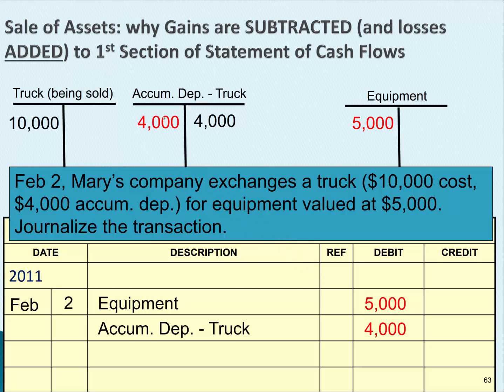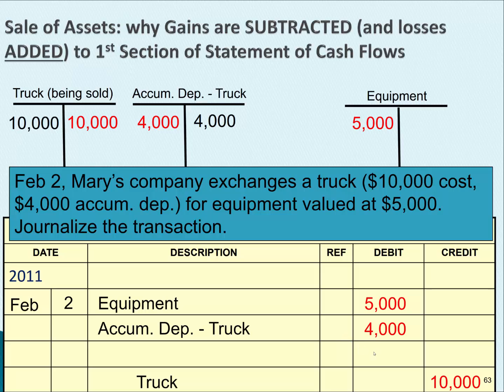And now we need to get rid of the truck account. So how do I get rid of the truck account that has a $10,000 debit balance? Well, you need to credit it, so it has a balance of zero. And now I'm going to put that in the journal. And I skipped a line so we can show our gain or loss. So let's just look at this number-wise. What is the balancing amount? What's the difference that's going to balance this transaction?